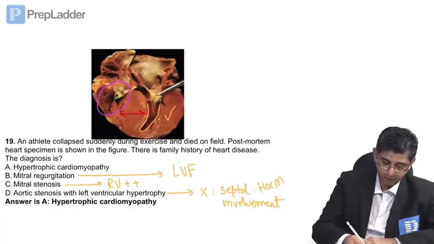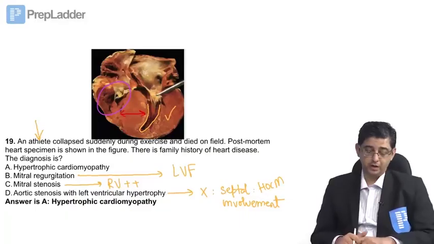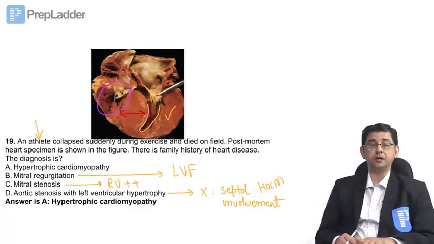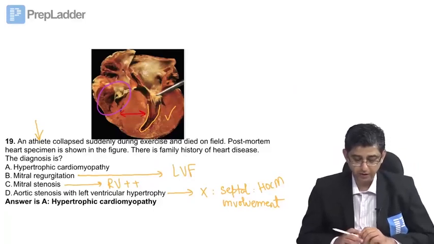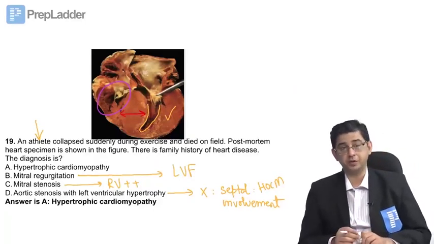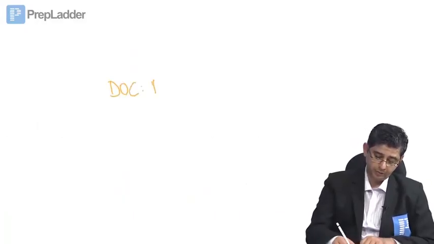The question is mentioning an athlete dying suddenly, so we are thinking in terms of a hypertrophied heart. And out of the two options A and D, the correct option is HOCM, primarily because of the asymmetrical septal hypertrophy in the patient and a banana shaped cavity of the left ventricle. Drug of choice for management of hypertrophic obstructive cardiomyopathy is propranolol.